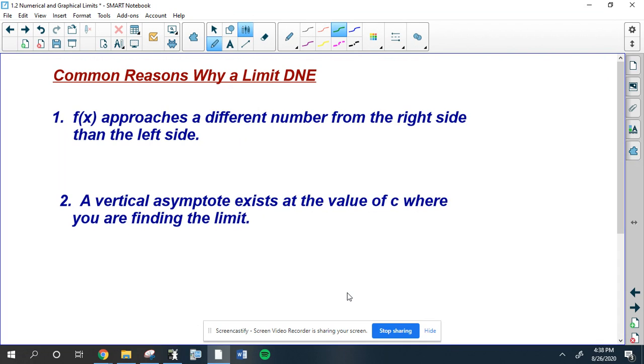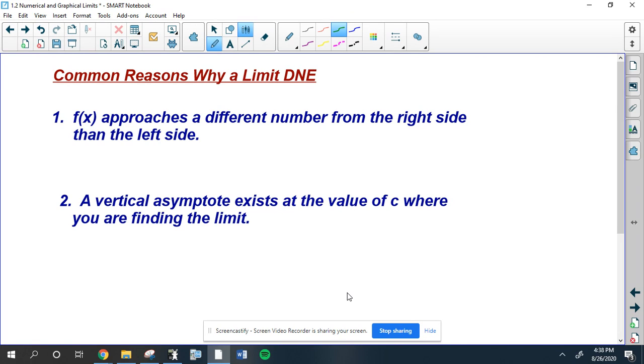So let's finish this conversation about graphical limits. First of all, it makes sense right here to review or discuss the common reasons why a limit doesn't exist. There's two common reasons. There's other reasons why it may not exist, but these are the only two that you're really going to see. The first one is the value of the function, f of x, approaches a different number from the left and the right.